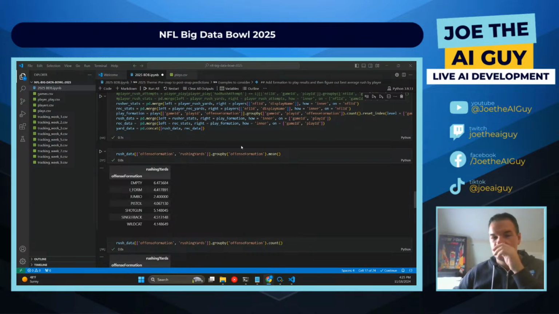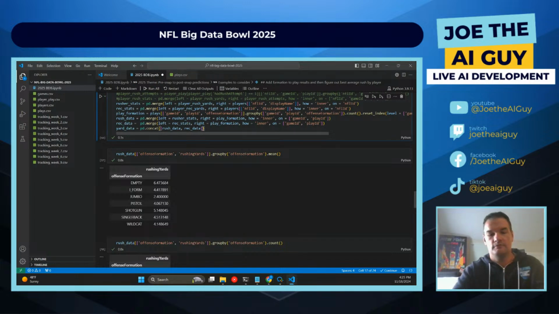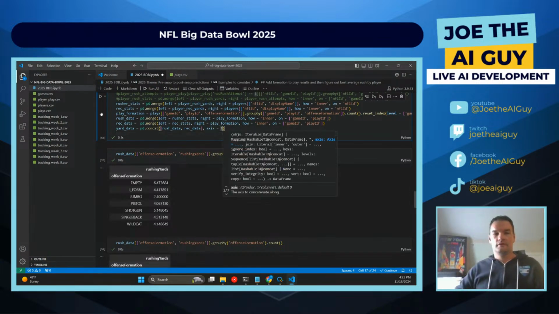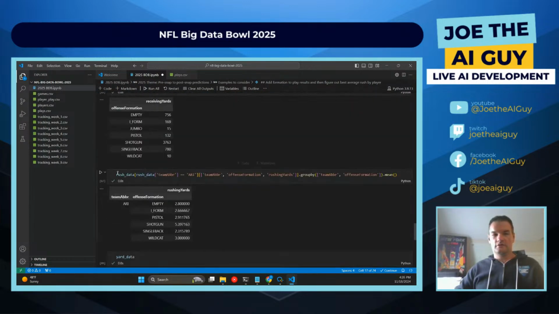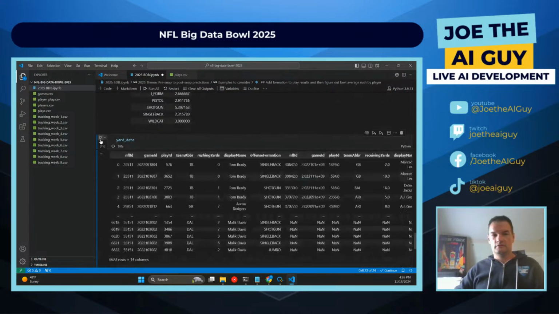Okay, that's the missing part of the argument here. Should be excess equals 1. If I come down here to yard data. Oh, not at all what I wanted.